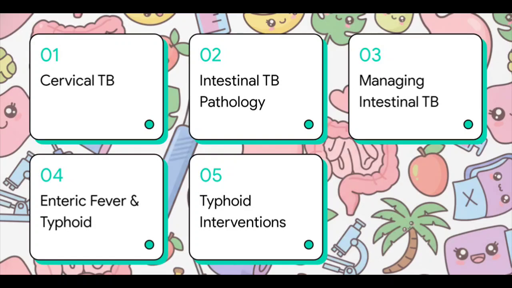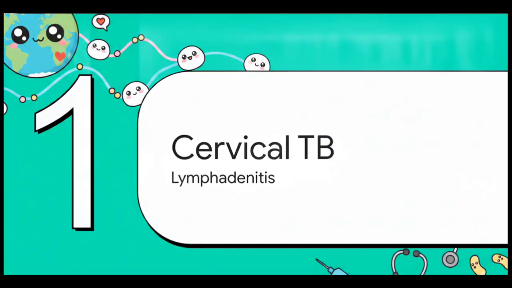Let's dive into this with a quick look at our structural map. We'll start up in the neck with cervical tuberculosis, then move logically down into the abdomen for intestinal TB pathology and its management. After that, we'll shift gears to enteric fever and typhoid, and then wrap up with those critical, life-saving typhoid surgical interventions. So, kicking things off with Section 1, tuberculosis cervical lymphadenitis.